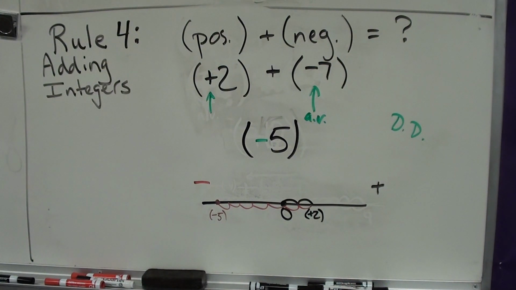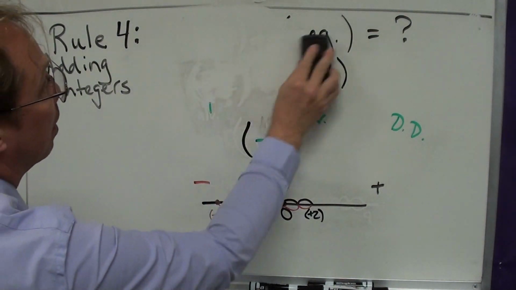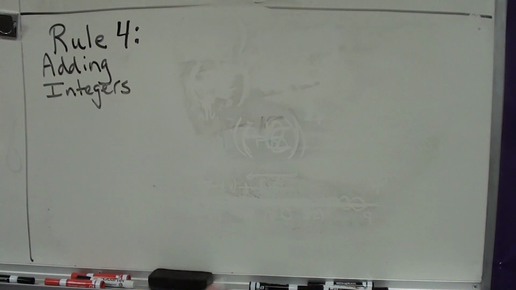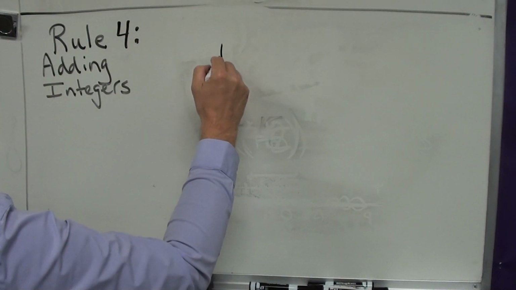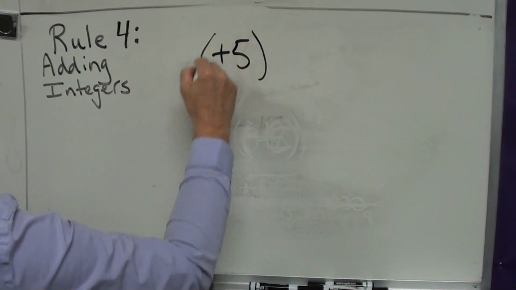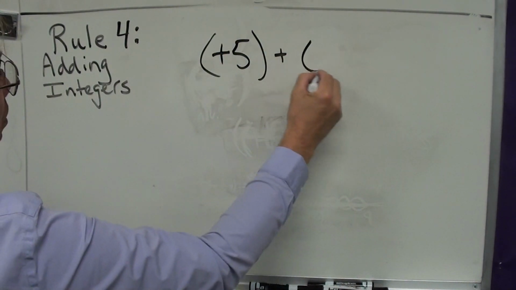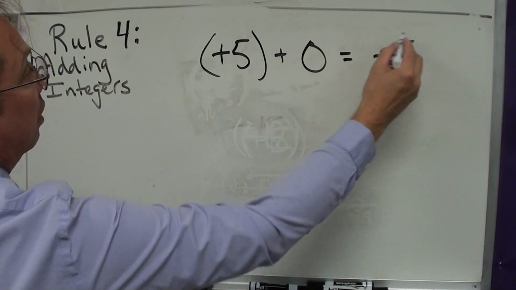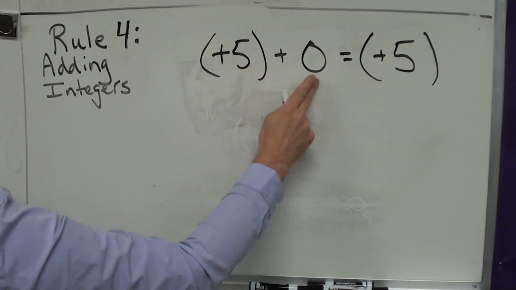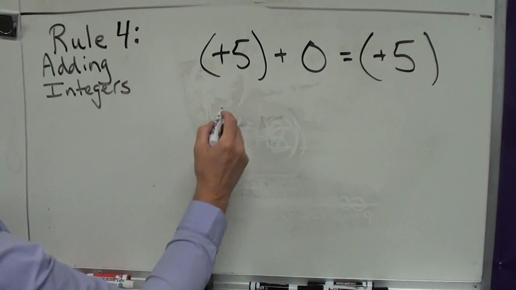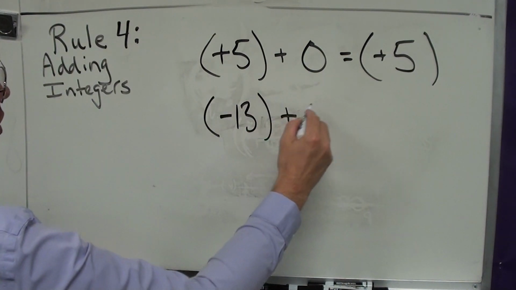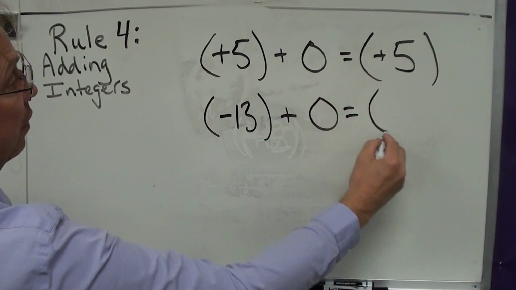Of course, one other thing to consider would be that any number, positive or negative, so for example, let's start with a positive. Positive 5 plus 0 is equal to positive 5. So any number plus 0 is that same number. Likewise, if I had negative 13 plus 0, I would still have negative 13.